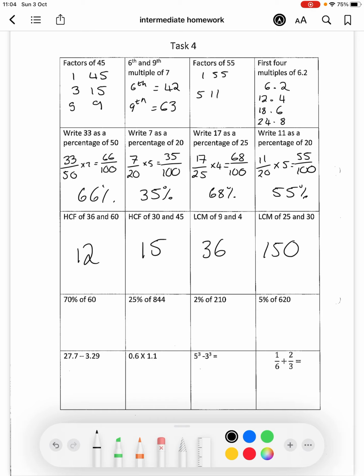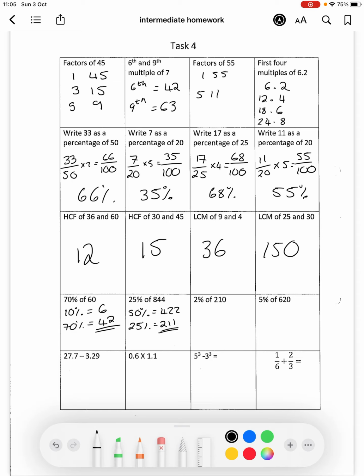Right, next one, percentage of an amount. So 70% of 60. If we first find 10% by just dividing 60 by 10, that's 6. Then we can jump to 70% by timesing it by 7, so it is 42. So our answer is 42. Next one, 25%. So if we first find 50% by halving it, so half of 844 is 422. Then we can find 25% by halving it again to get 211.